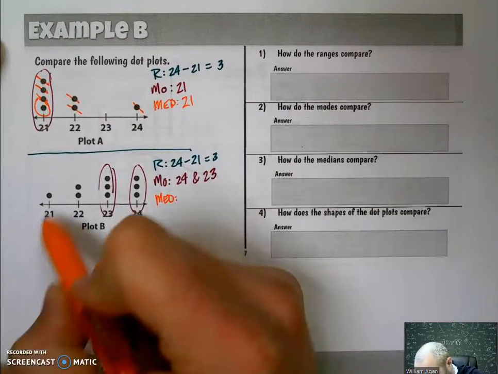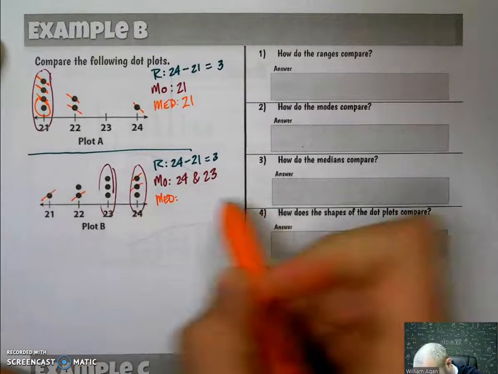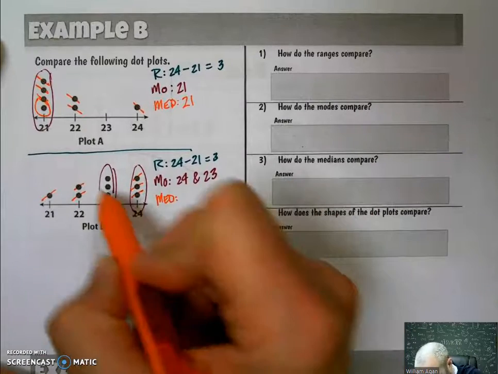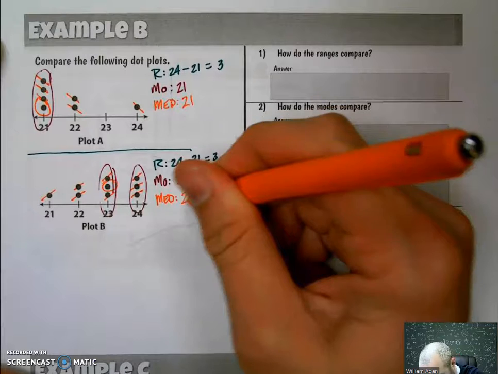Same thing on this one. Here and here. Here and here. The left side and the right side. Now I'm left with all these. So the top and the bottom, and the middle one right there is 23.